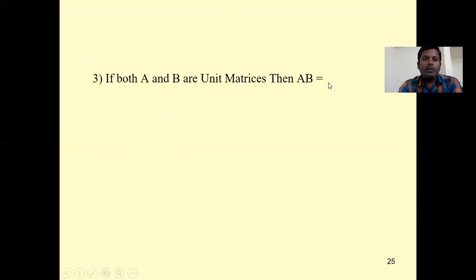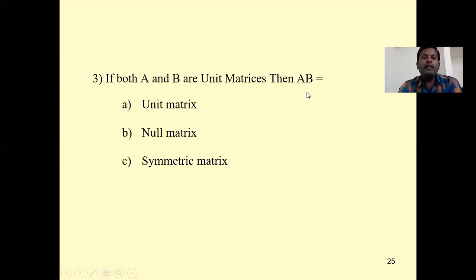The third question, if both A and B are unit matrices, then AB is equal to what? The first option is unit matrix, second option is null matrix, C is symmetric matrix, D is none of these. What is the result? Unit matrix. You observe here, A and B are unit matrices, then AB means you multiply any two unit matrices, we get another unit matrix.